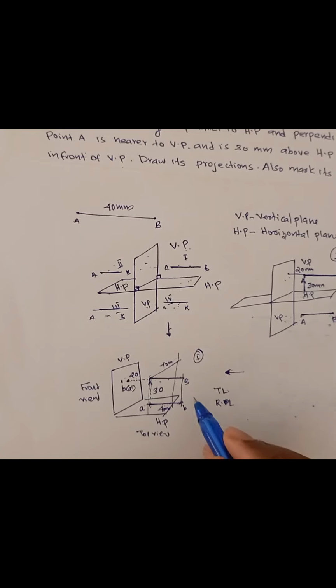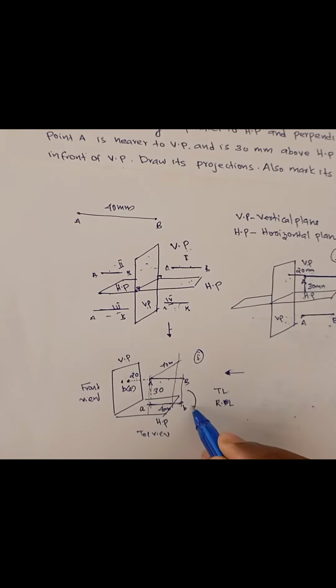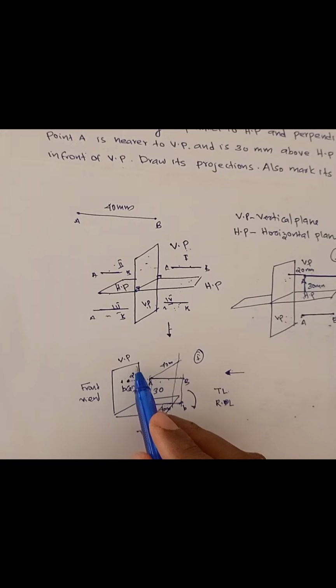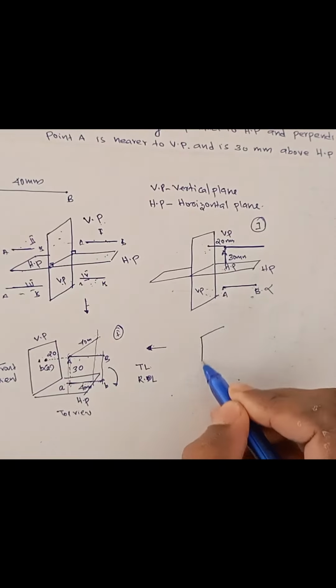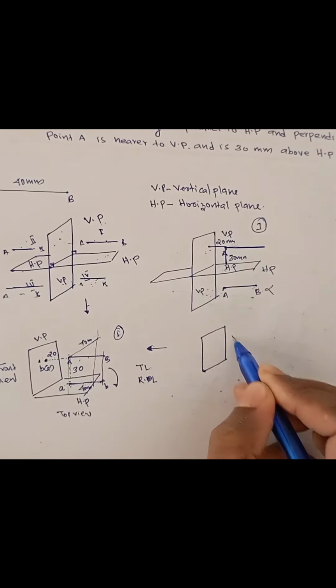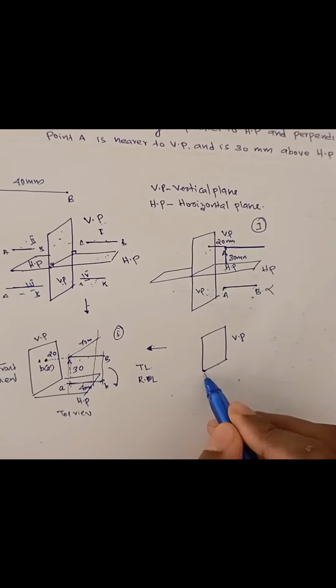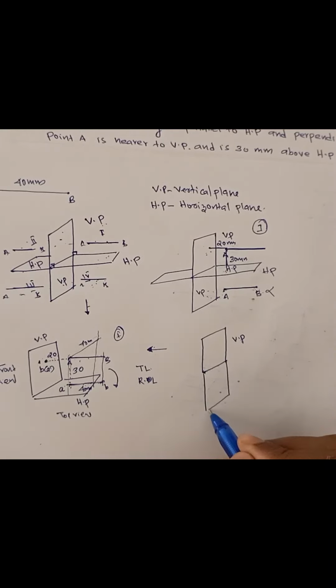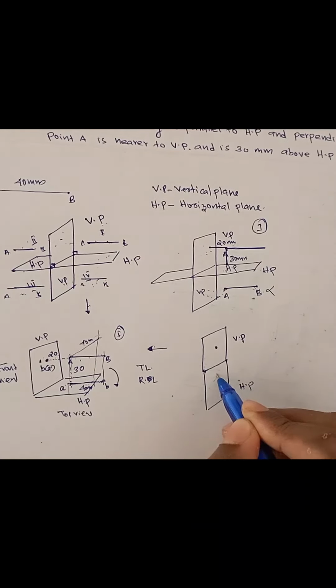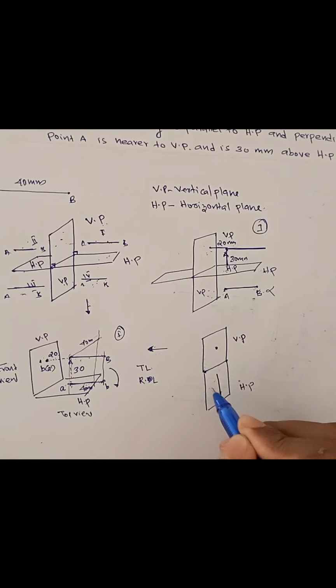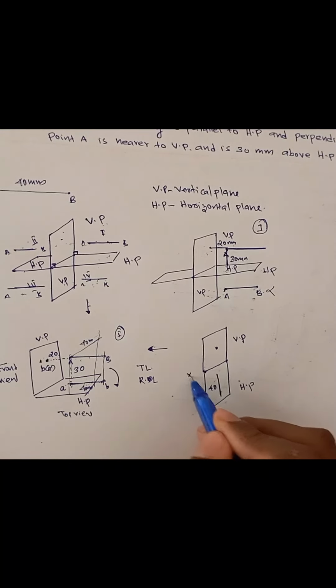How to get the 2D? You have to rotate a plane. Which plane? The horizontal plane, keeping the vertical plane constant. What will happen? This HP will come down, and this is your VP. After rotating, HP will come down. This is HP. So there will be a point here and there will be a line. What is the length of the line? This is 40 mm, right? And this will be your XY line.